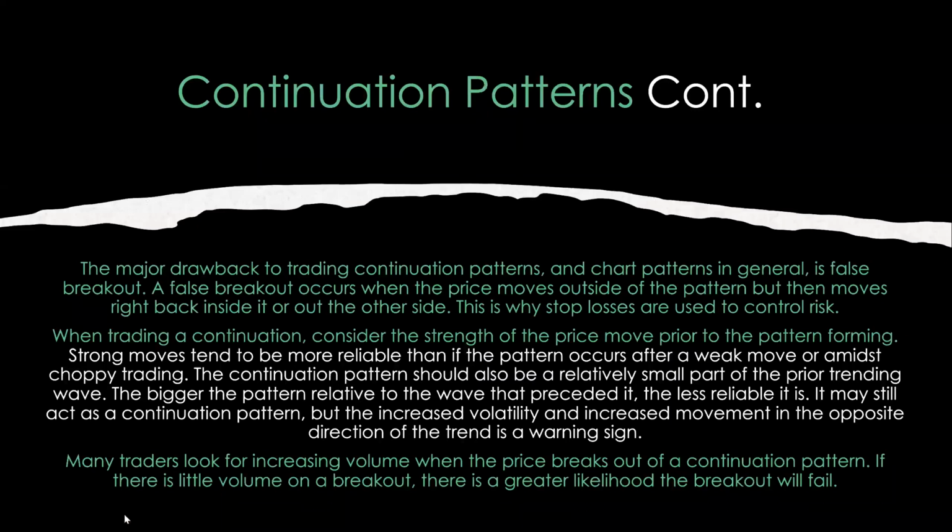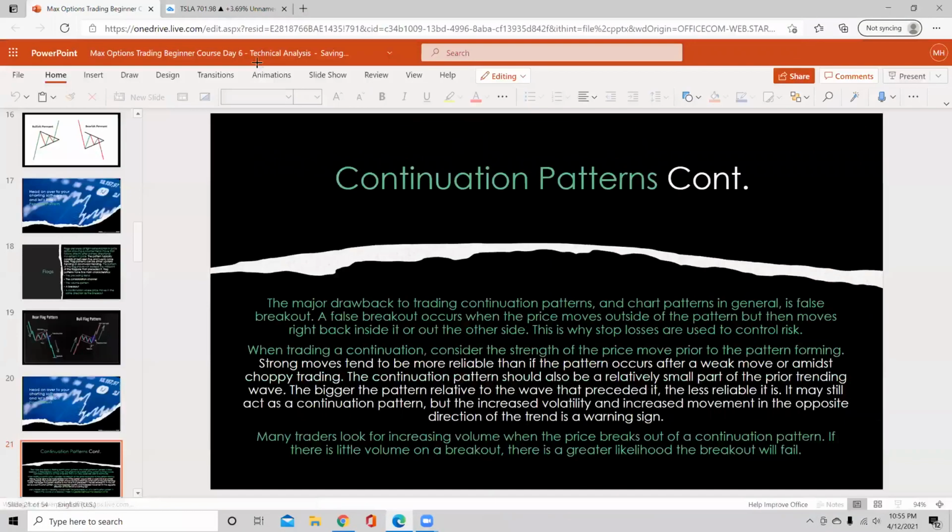The major drawback to trading continuation patterns, this is the major drawback in chart patterns in general, is false breakouts. A false breakout occurs when the price moves outside the pattern, but then moves right back inside the other side. This is why stop losses are used to control risk. When trading a continuation, consider the strength in the price move of the pattern forming. So let me just show you a great example of this real quick, that NVIDIA play.